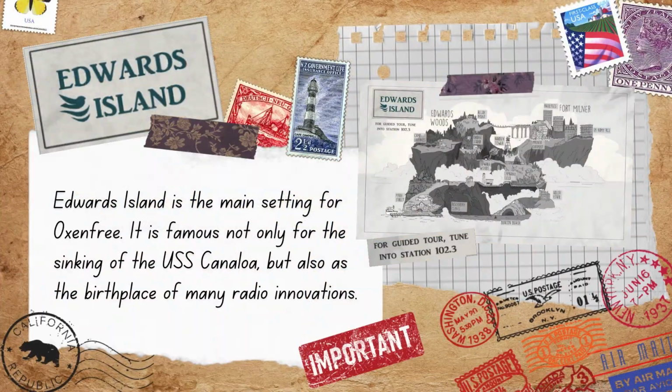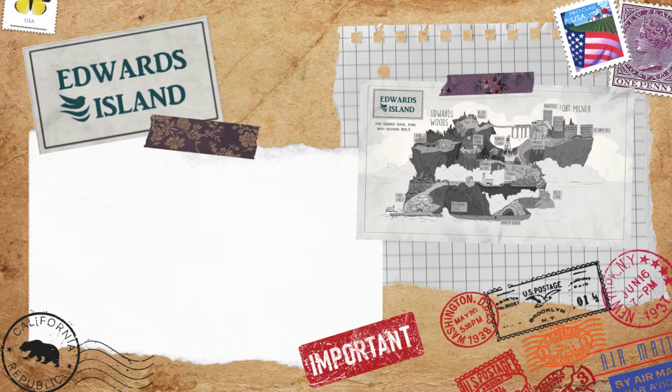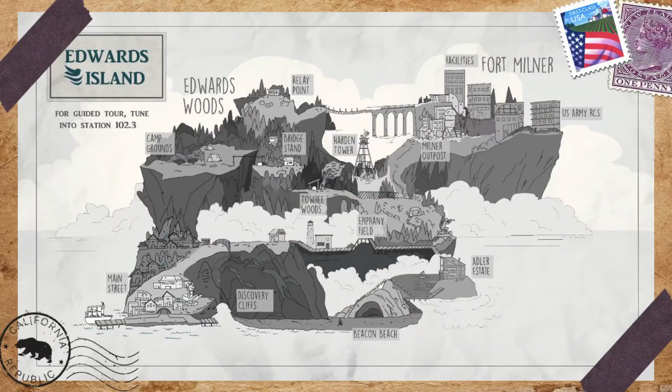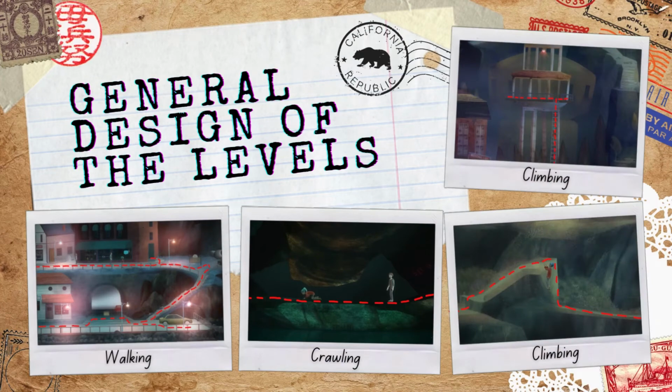Starting off with the main setting of Oxenfree. Edwards Island is the main setting for Oxenfree. It is famous not only for the sinking of the USS Kanaloa, but also as the birthplace of many radio innovations. Moving on to the next slide, here's the map of Edwards Island, and there are various locations such as Main Street, Discovery Cliffs, Beacon Beach, Adler's Estate, and many more. There are 3 general motions in the game: walking, crawling, and climbing, as in the example pictures in the slide.